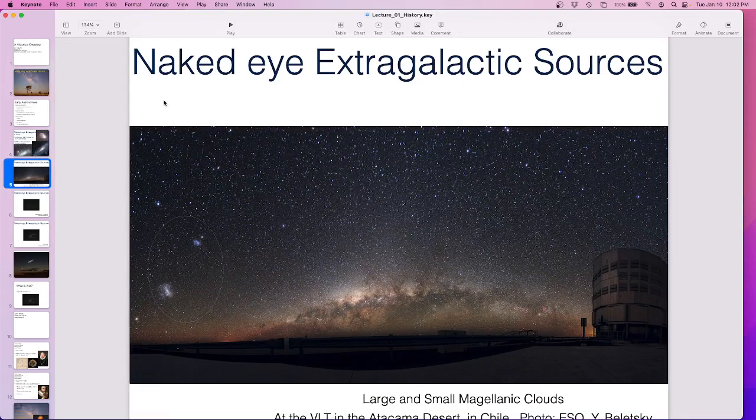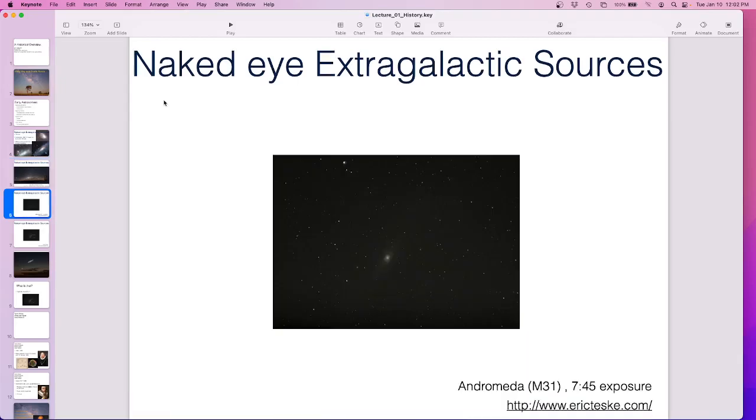Here are some naked eye objects. This doesn't show up all that great, but you can see them. So here we have the Small and the Large Magellanic Clouds. This is over the Atacama Desert. This is the Very Large Telescope in the Atacama Desert. And you can see the Pipe Nebula is upside down because you're on the other side of the planet.